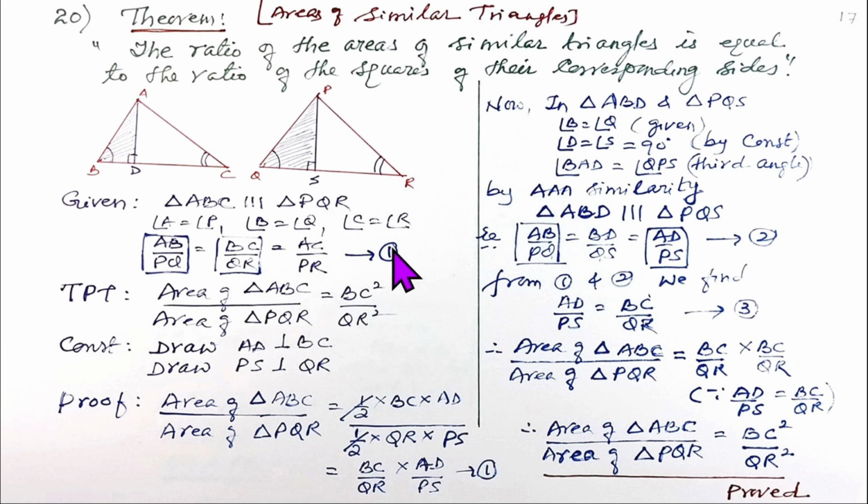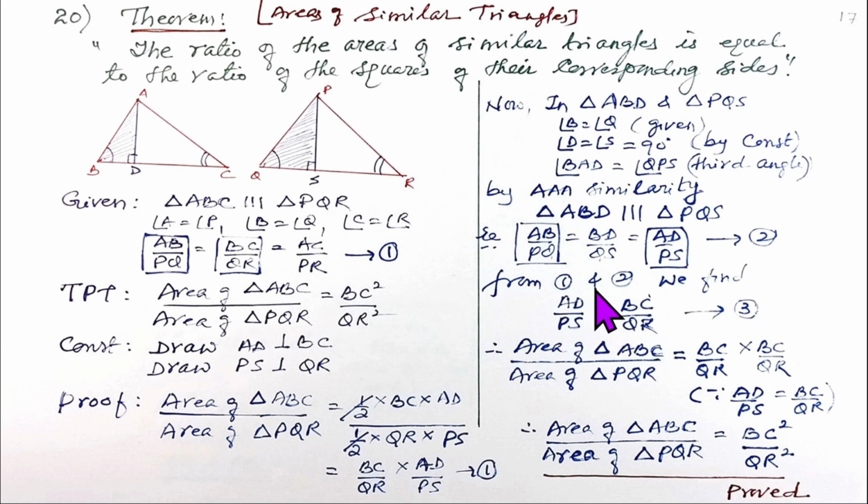Now if you look at this, AB upon PQ is equal to BC upon QR, and AB upon PQ is equal to AD upon PS. That means from this 1 and 2, we see that AD upon PS is equal to BC upon QR. Again I'll repeat, AB upon PQ is equal to BC upon QR, AD upon PS is also equal to AB upon PQ, and therefore AD upon PS is equal to BC upon QR.